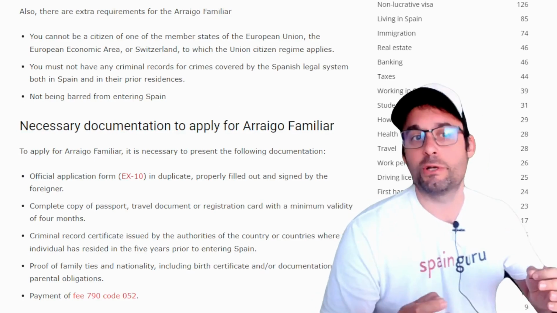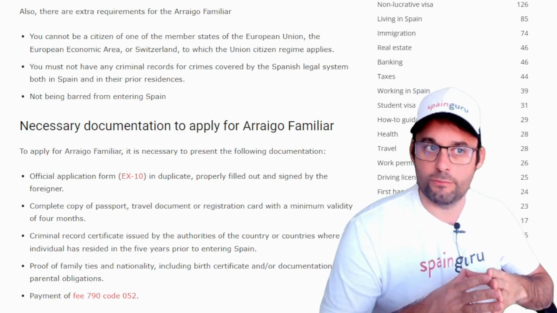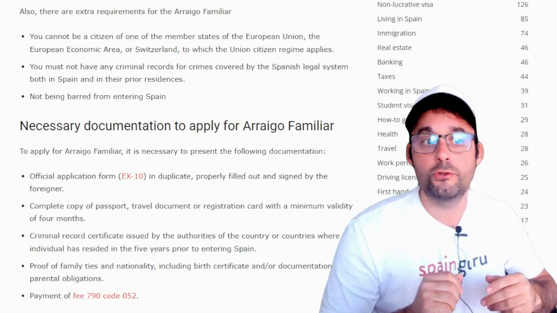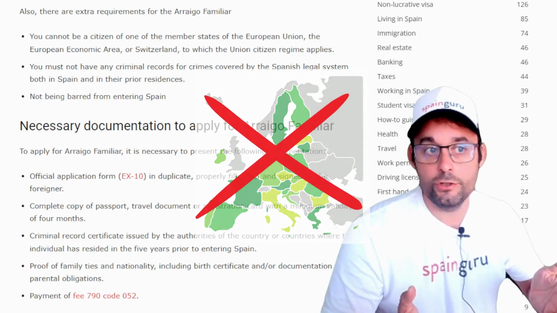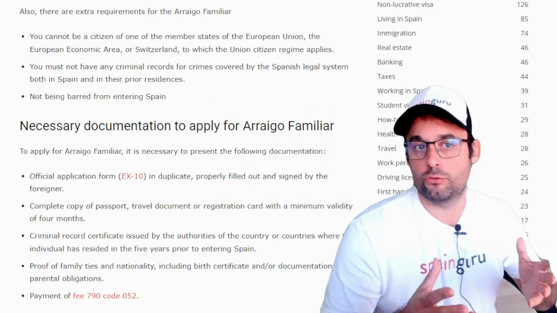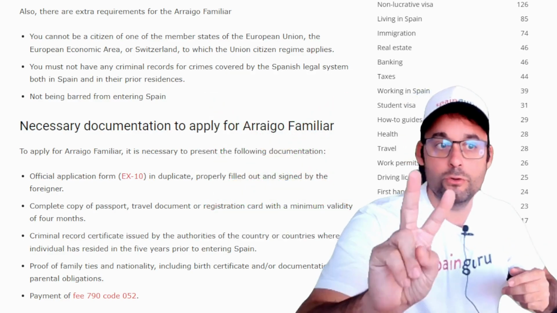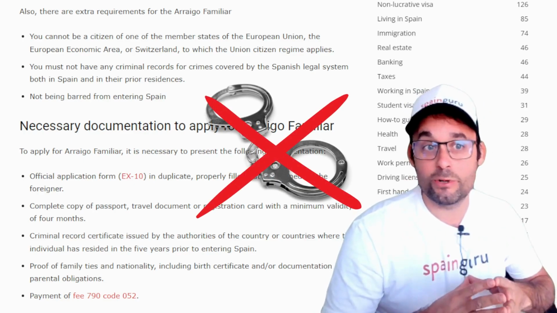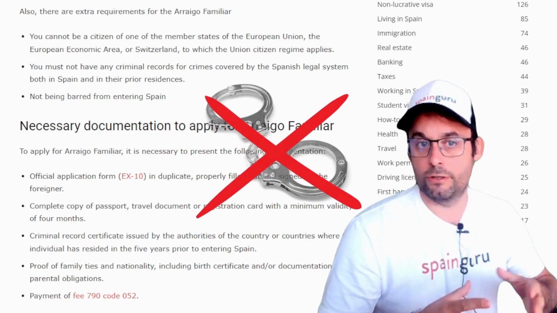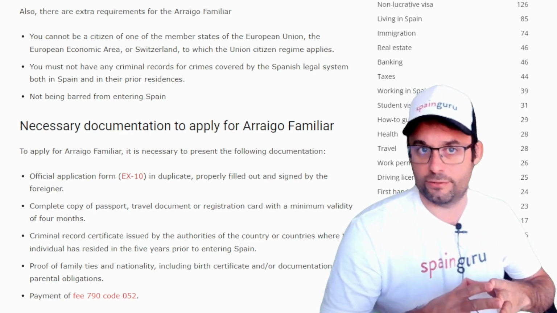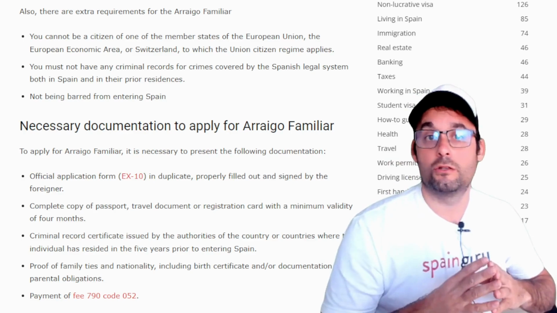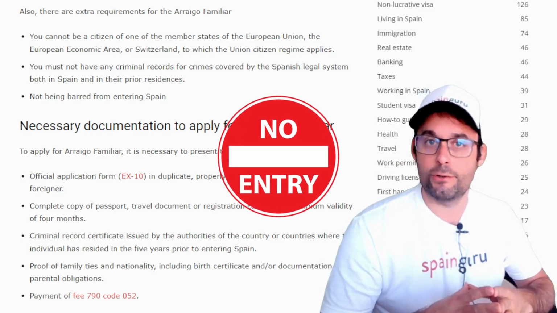Also, there are extra requirements for the Arraigo Familiar. Number 1, you cannot be a citizen of any of the member states of the European Union, the European Economic Area, or Switzerland. Number 2, you must not have any criminal records for crimes covered in the Spanish legal system, both in Spain and in prior residencies. And number 3, not being barred from entering Spain.